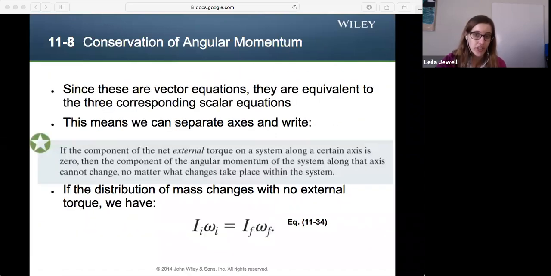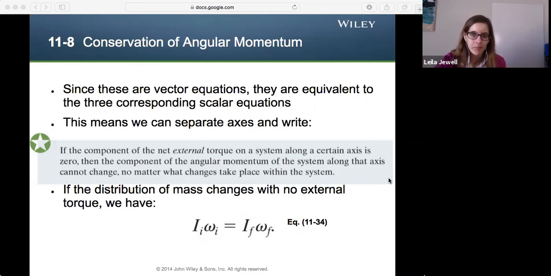Now, since these are vector equations, they're equivalent to 3 corresponding scalar equations, right? We could write this in multiple directions and it would be true. So we can separate the axes and say, if the component of the net external torque in a system along a certain axis is 0, then the component of the angular momentum of the system along that axis cannot change, no matter what changes take place in the system. So maybe it's only true in the x direction. Well, that's fine. Just work in the x direction.